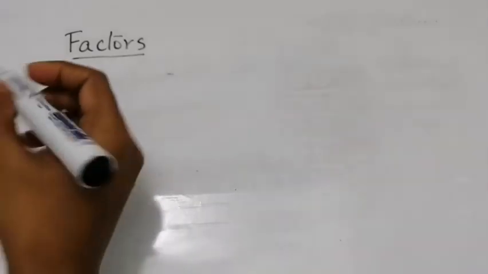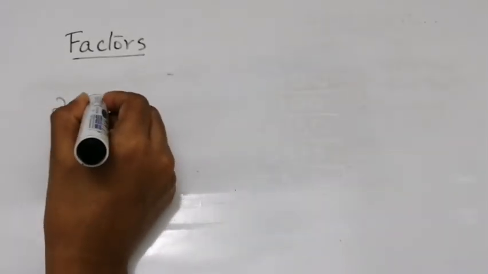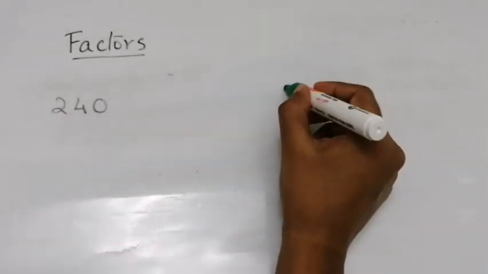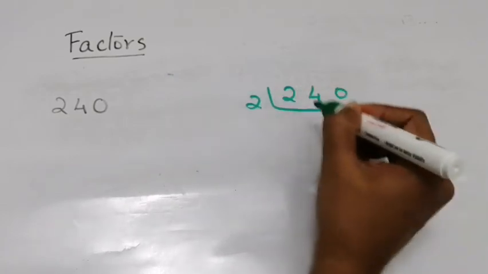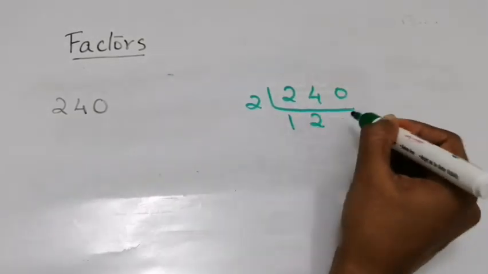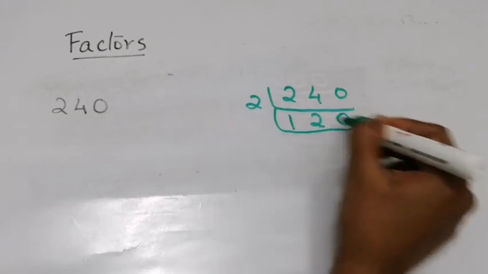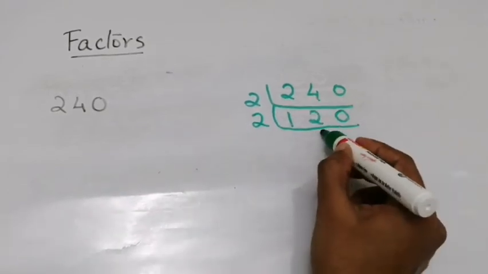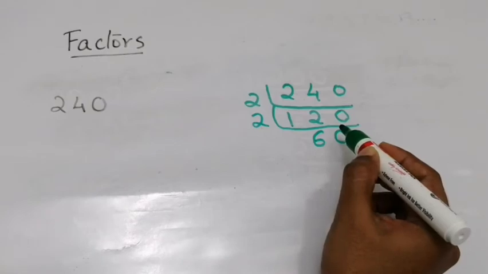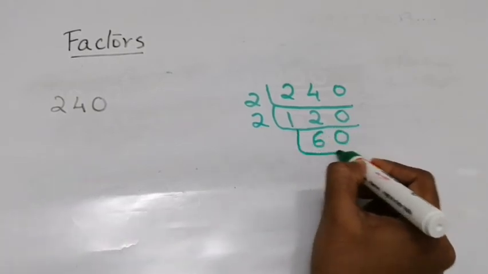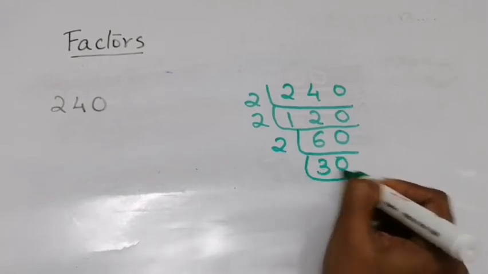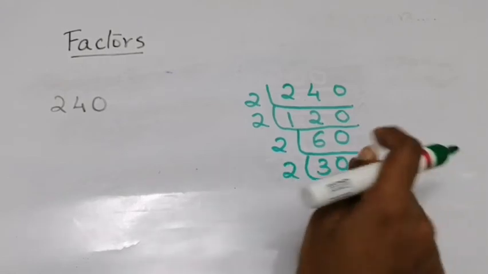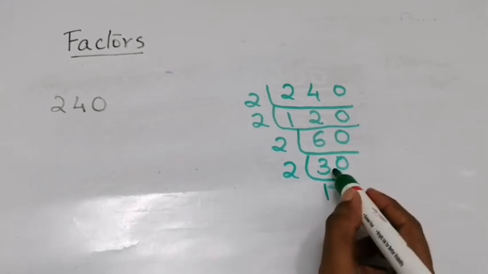Now moving on to next number, that is 240. So let us see how to do this one. 240. 2 ones are 2, 2 twos are 4, 0. Next 2. 2 into how much is 12? 2 6's are 12 and 0. Then next 2. 2 threes are 6 and 0. Next 2. 2 ones are 2.